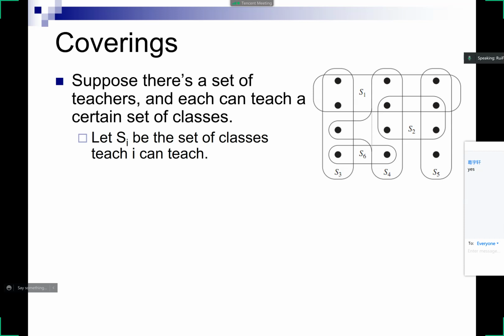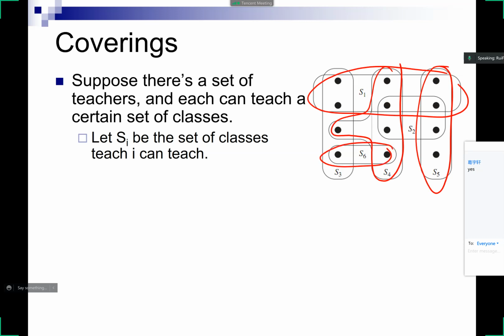And what you want to do is to pick a subset out of these 6 sets, which can cover all of the dots. So for example, if you pick S3, S4, S5, then we can cover all 12 dots over here, all 12 elements. And you could choose other sets also. You can choose, for example, S1, S5. You can choose this S4 over here, and then you can choose S6. So that's another way to cover all of the elements.